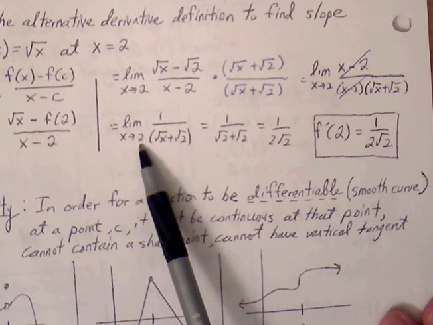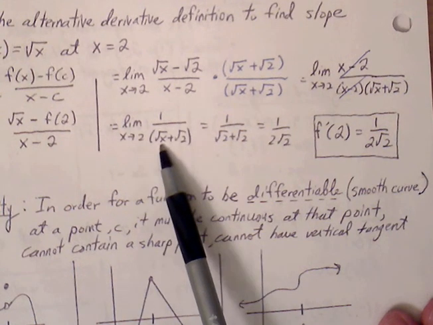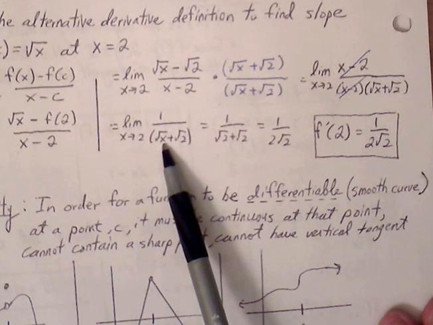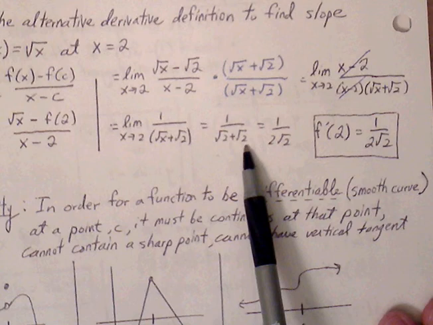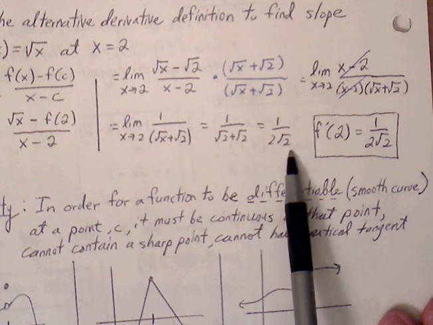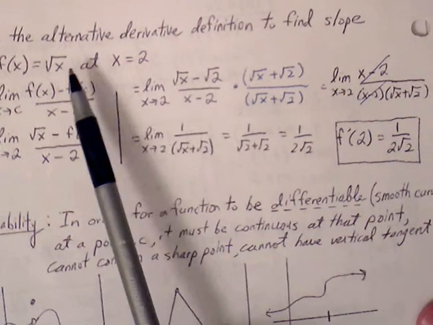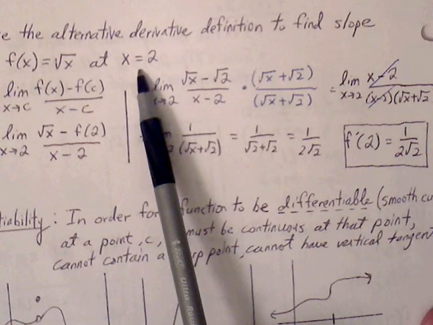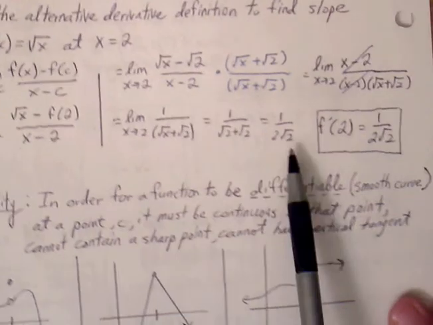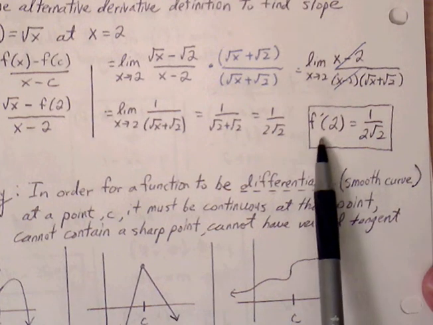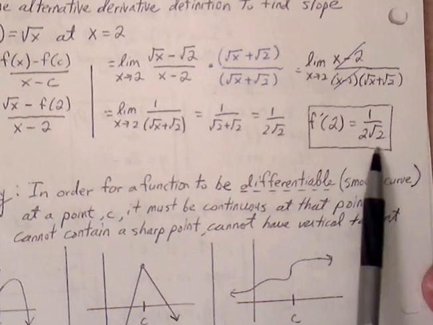Now we can plug in the remaining x with 2. So root 2 plus root 2 becomes 2 root 2. And so this is our derivative. So this jumps directly from the function and the ordered pair into the slope of the function. So the slope of the function at 2 will be 1 over 2 root 2.